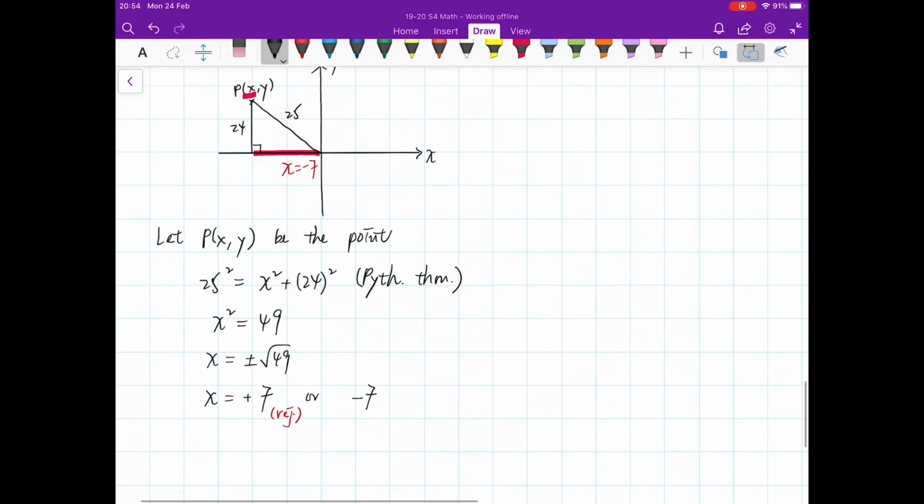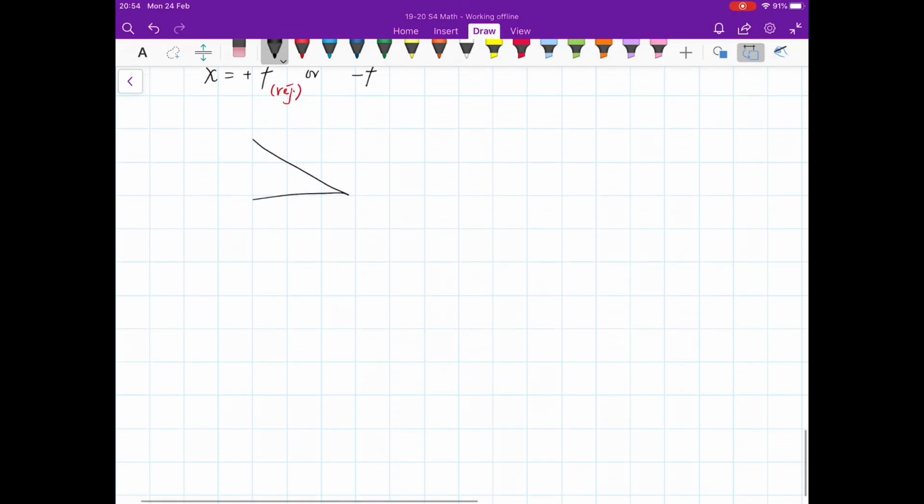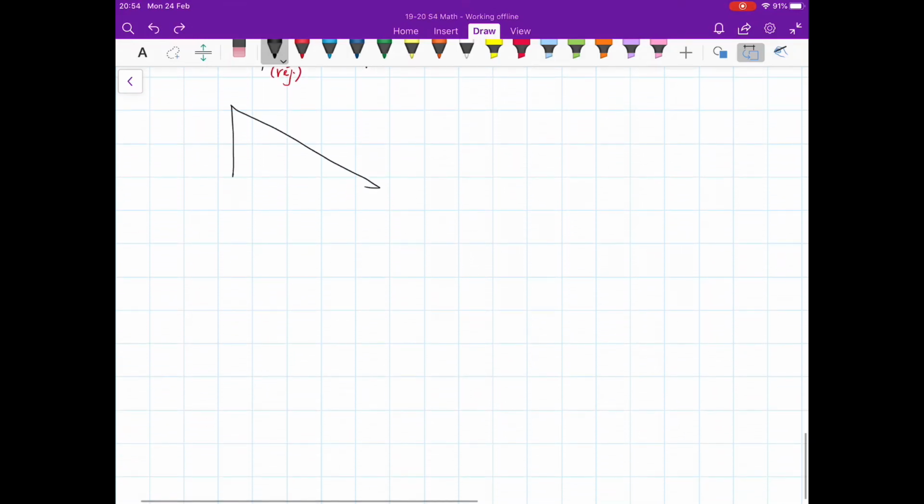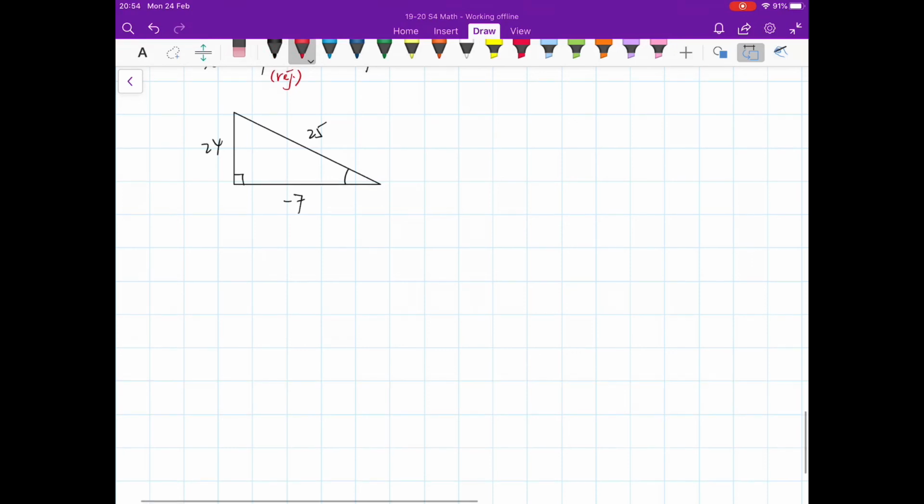So now, we have all the three lengths in the right angle triangle. Then we can draw it again, with negative 7, 24, and 25. And then mark the angle that we are discussing. So again, after finding the three lengths, we have to define H, O, and A. So it is obvious that 25 is the H, 24 is the O, and negative 7 is the A.